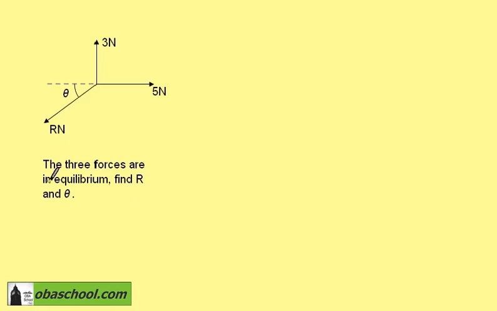We have here a 5 Newton force acting horizontally to the right, a 3 Newton force acting vertically, and a force of R newtons acting at an angle theta to the horizontal, as shown. We're told that the three forces are in equilibrium, and we want to find R and theta.